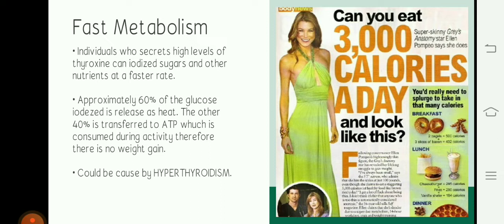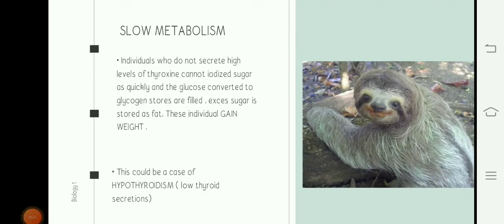hyperthyroidism. When we say hyperthyroidism or overactive thyroid, it occurs when your thyroid gland produces too much of the hormone thyroxine. Hyperthyroidism can accelerate your body metabolism, causing unintentional weight loss and a rapid or irregular heartbeat. Slow metabolism: individuals who do not secrete high levels of thyroxine cannot oxidize sugar as quickly, and the glucose is converted to glycogen until the stores are filled. Excess sugar is then stored as fat, so this individual gains weight. This could be a case of hypothyroidism or low thyroid secretion.